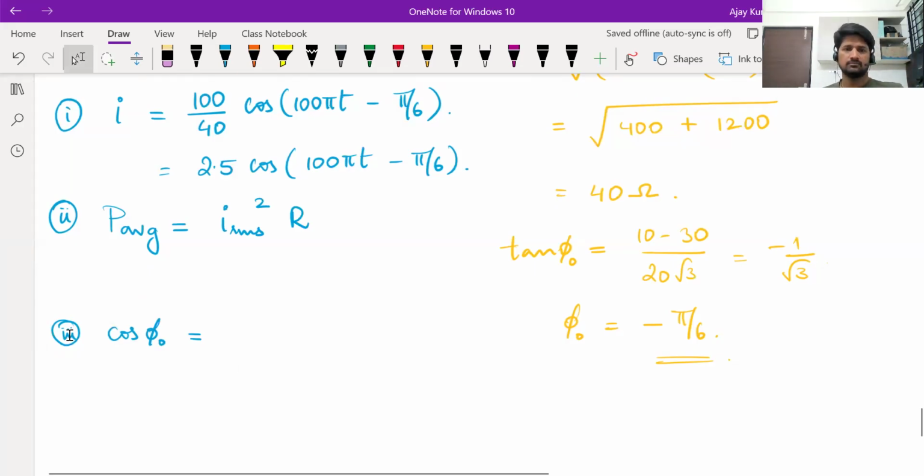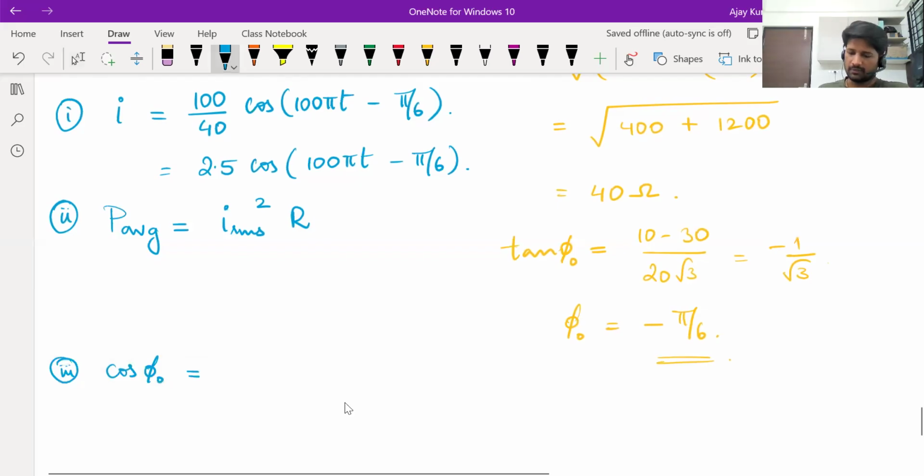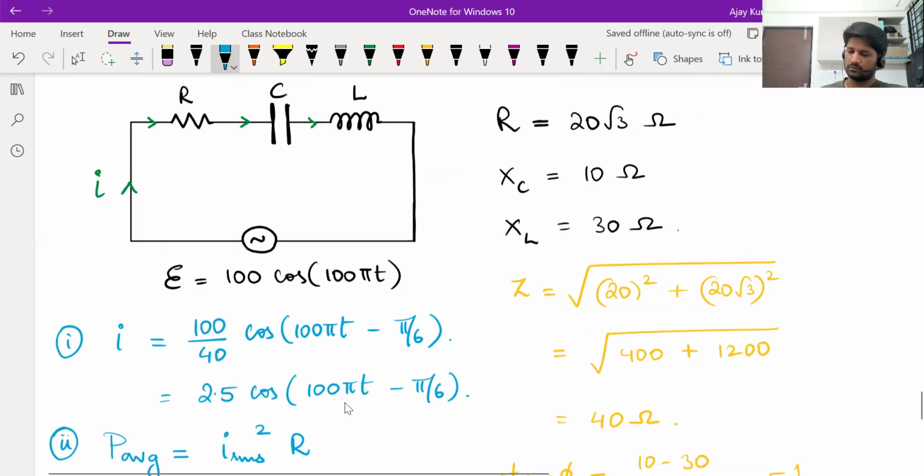Sir, it's 2.5 by root 2. Peak value divided by root 2. Okay, when you square it, it becomes 2.5 whole square divided by root 2 whole square. 2.5 whole square is 6.25, divided by root 2 whole square, which is 2. And the resistance in this problem is given as 20 root 3.